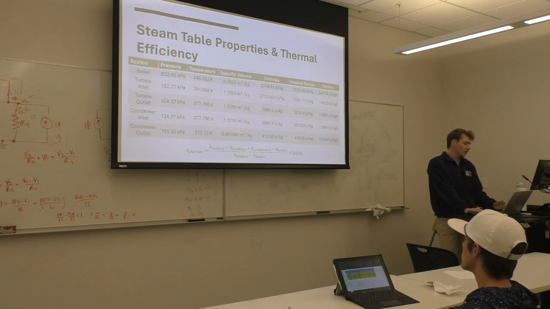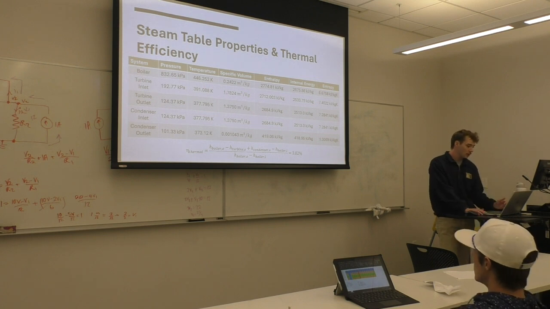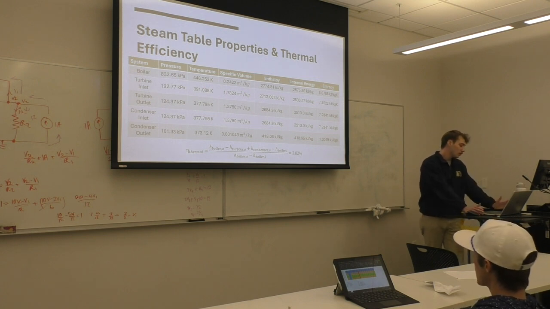Now this is the steam table properties from all 5 of our states, interpolating all of the temperatures, having our pressure and temperature, interpolating volume, enthalpy, internal energy, and entropy. Then from that, I was able to calculate the thermal efficiency. Again, really low number, 3.82%.